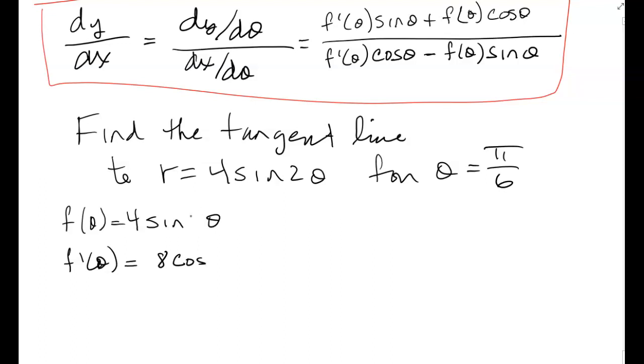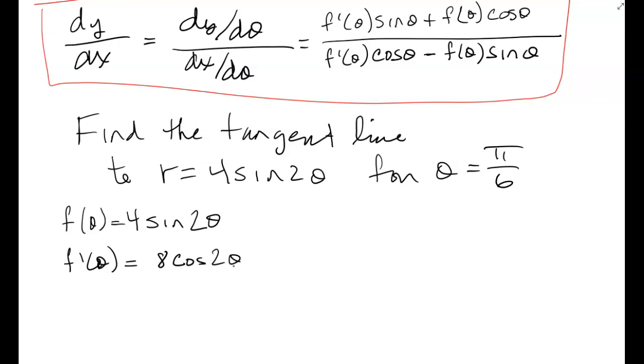That's not squared. That's a 2. Of 2 theta. Why is it 8? Because I applied the chain rule. The derivative of sine of 2 theta is cosine 2 theta times the derivative of 2 theta, which is just times 2. So the 4 becomes an 8.